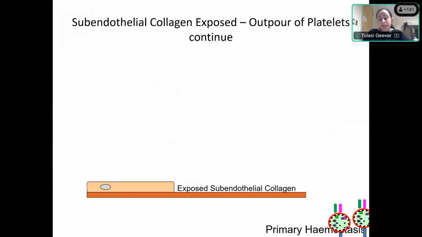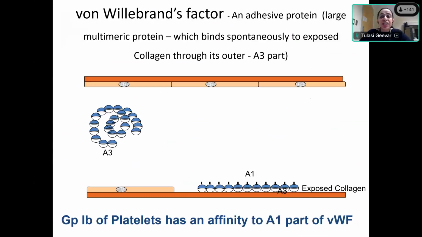at the site of the injury. Now, because the blood is flowing at a very high shear rate, it may not be possible for the platelets alone to form this clot without some additional help by this protein called von Willebrand's factor. Now, von Willebrand's factor is an adhesive protein, it's a large protein which binds spontaneously to collagen through its collagen binding site and the platelets. Now, this is the exposed collagen. Now, von Willebrand factor has got binding sites, the A3 domain, which can bind to collagen. It also has an A1 site, which binds to the glycoprotein 1B receptor of platelets.